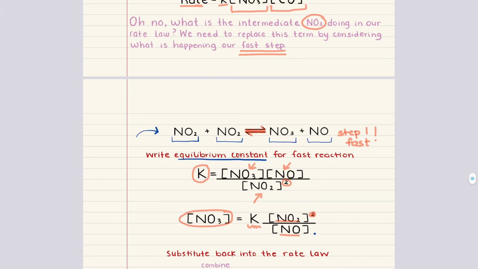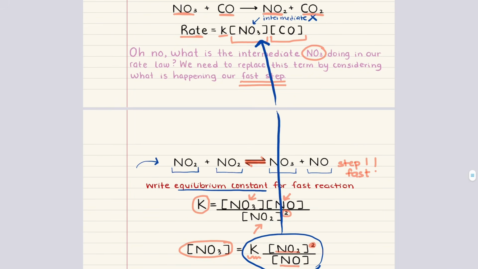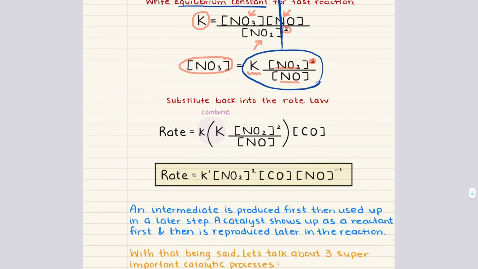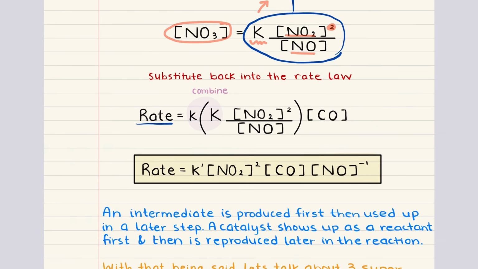Now, we can substitute this expression for nitrogen trioxide back into our rate law. When we replace the concentration of nitrogen trioxide with this new expression, the rate becomes equal to the rate constant multiplied by the equilibrium constant multiplied by the concentration of nitrogen dioxide squared multiplied by the concentration of carbon monoxide divided by the concentration of nitrogen monoxide.